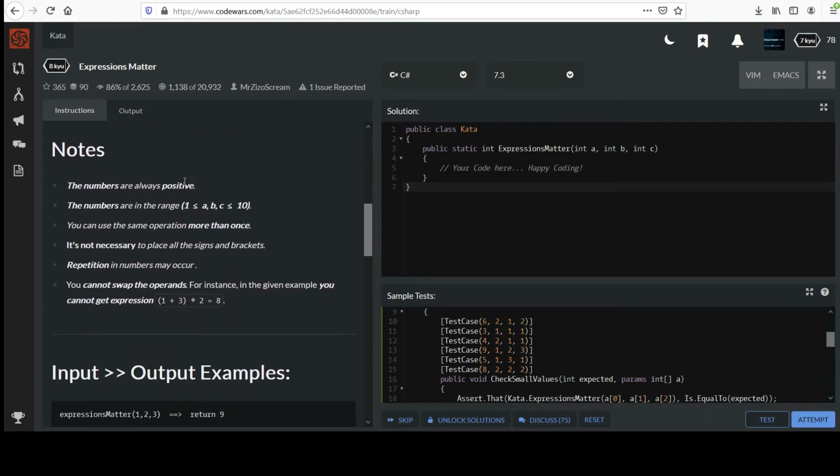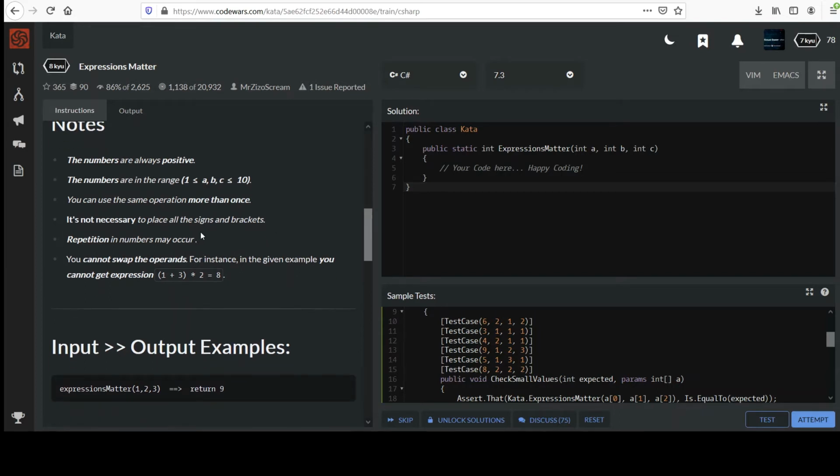Notes: the numbers are always positive. The numbers are in the range 1 is less than or equal to a, b, and c, which is less than or equal to 10. So the parameters that come in will be between the values of 1 and 10, inclusive. You can use the same operation more than once. We saw that. It's not necessary to place all the signs and brackets.